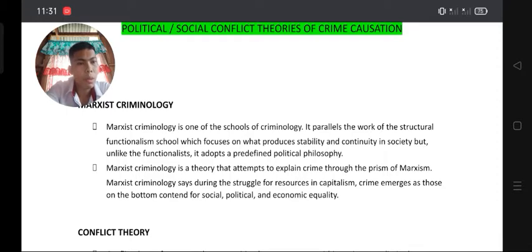It parallels the work of the structural functionalism school, which focuses on what produces stability and constitutionality in society. But unlike the functionalists, it adopts a predefined political philosophy. Marxist criminology is a theory that attempts to explain crime through the prism of Marxism. Marxist criminology says that during the struggle for resources in capitalism, crime emerges as those on the bottom contend for social, political, and economic equality.